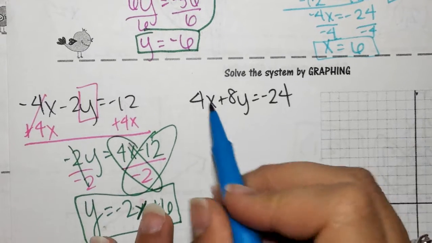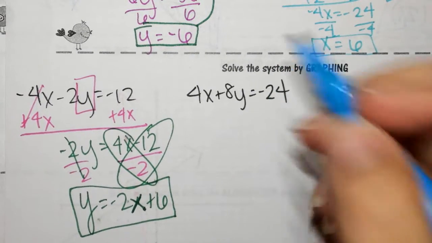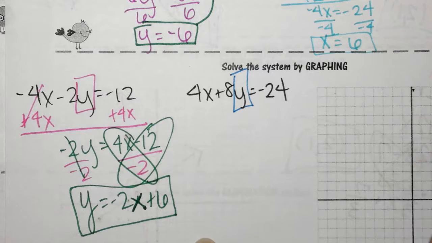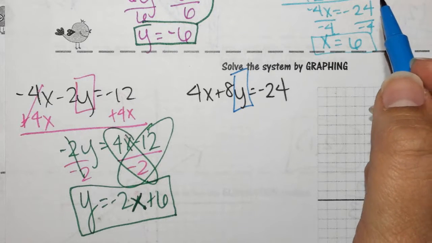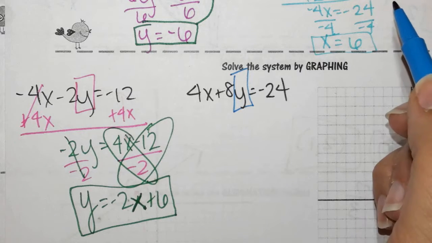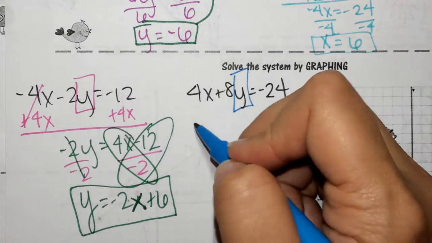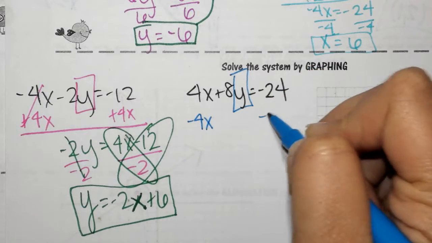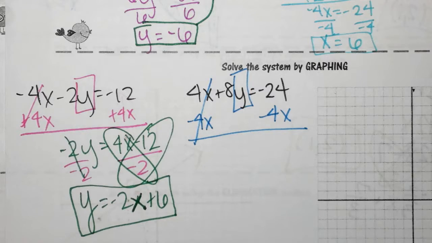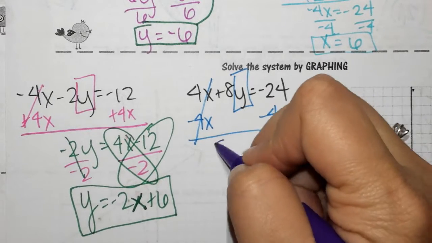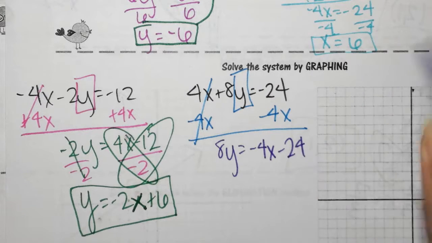It was amazing. All right, now for this one right here, what do I need to do to get y by itself? We're trying to get y by itself. Subtract what? The 4x. Subtract 4x, and we get 8y equals negative 4x minus 24.